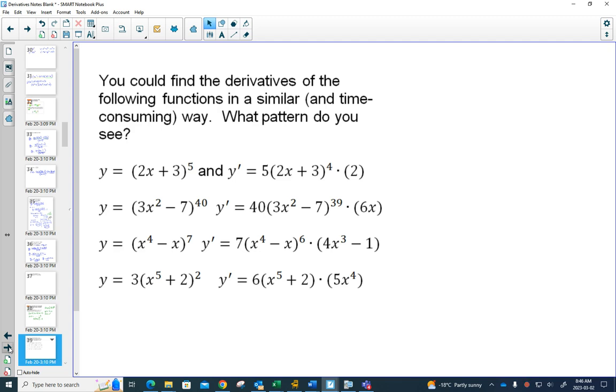In fact, you could think of this 2 as just the derivative of the inside. Does that work for this one? Yes. Does it work for this one, even when you have more things? What's the derivative of the inside? 4x cubed minus 1. Again, the reason I gave you time in the previous classes to really practice and practice and practice is because we need to know the other derivative rules really well in order to see the patterns in the next rule.